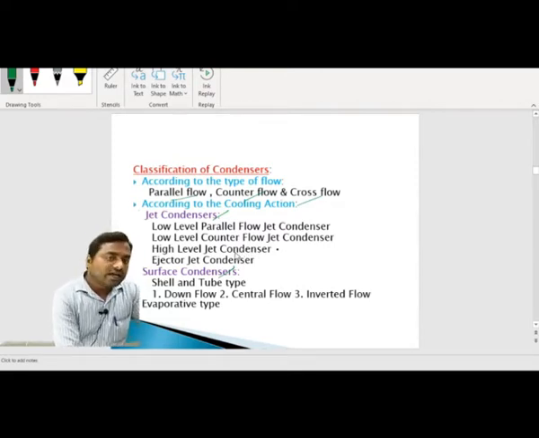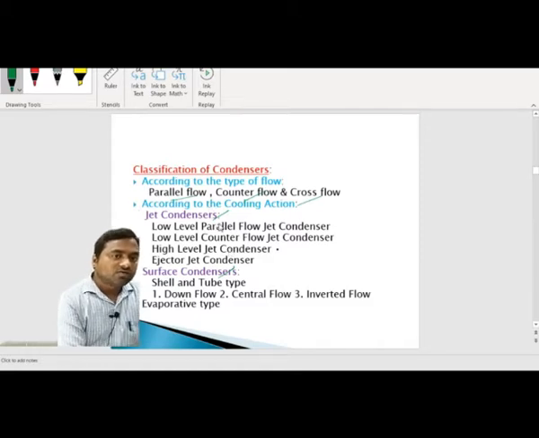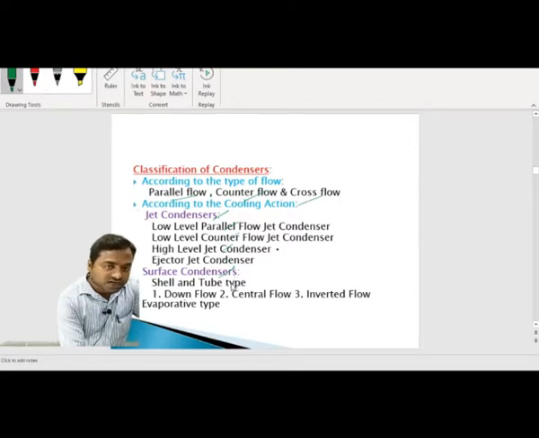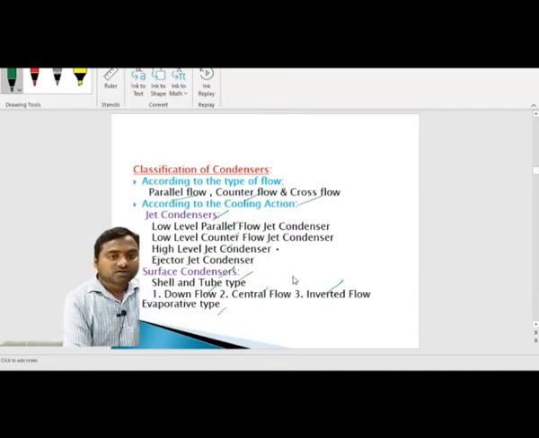The jet condensers are again classified into four types. Those are low level type: if the flow is parallel, it is a low level parallel flow jet condenser, and if the flow is counter flow, it is a low level counter flow jet condenser; then the high level jet condenser and the ejector type of jet condensers. Coming to the surface condensers, they are classified into shell and tube type and evaporative type of condensers. Shell and tube condensers are further classified into three types: downflow, central flow and inverted flow surface condensers. These are the main classifications of the condensers, and we will discuss them one by one.